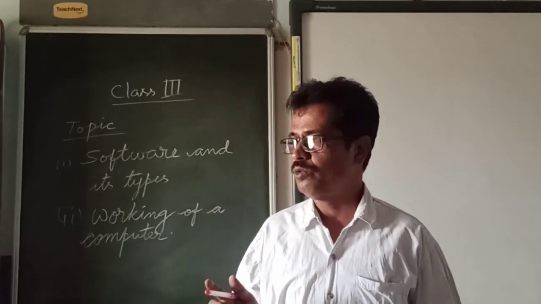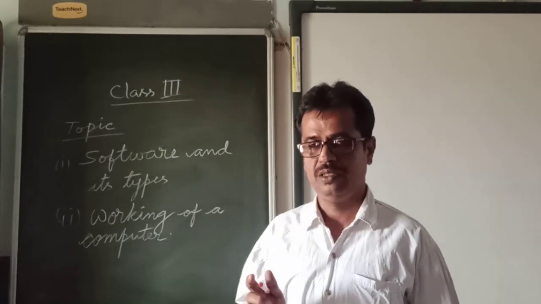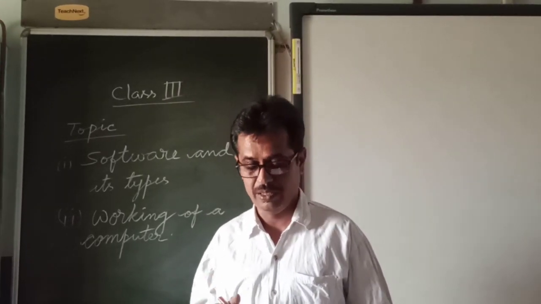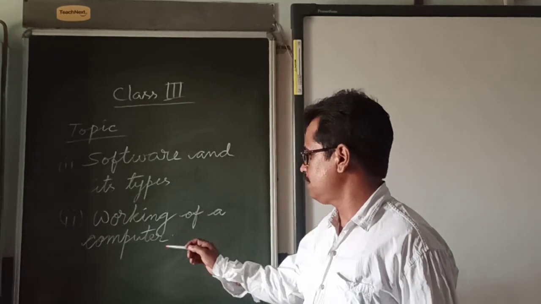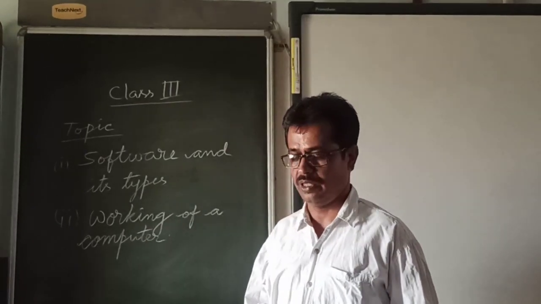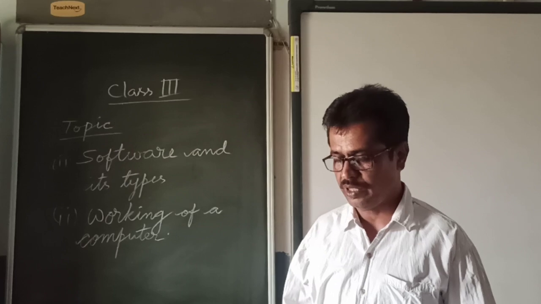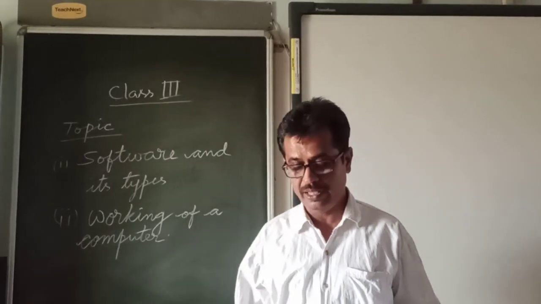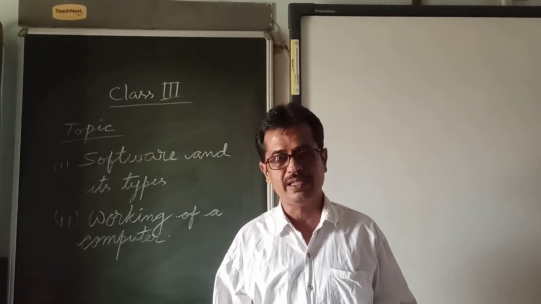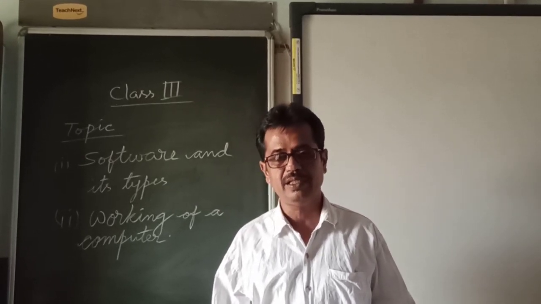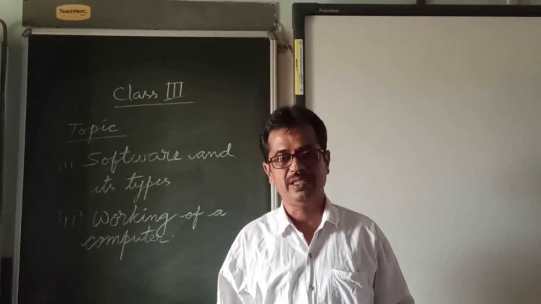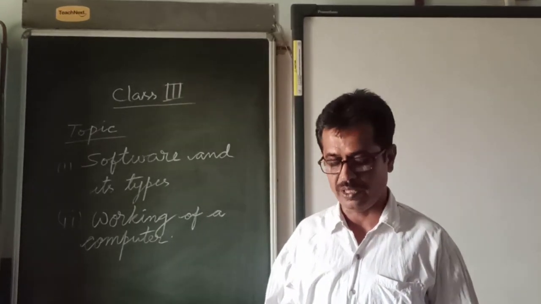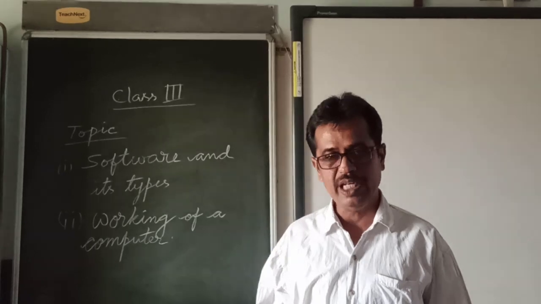So these are the two types of software: system software and application software. Now next is working of a computer. How does a computer work? So computer is a machine that works with the data and instructions given by the user. So the data and instruction what we give to the computer is called input.